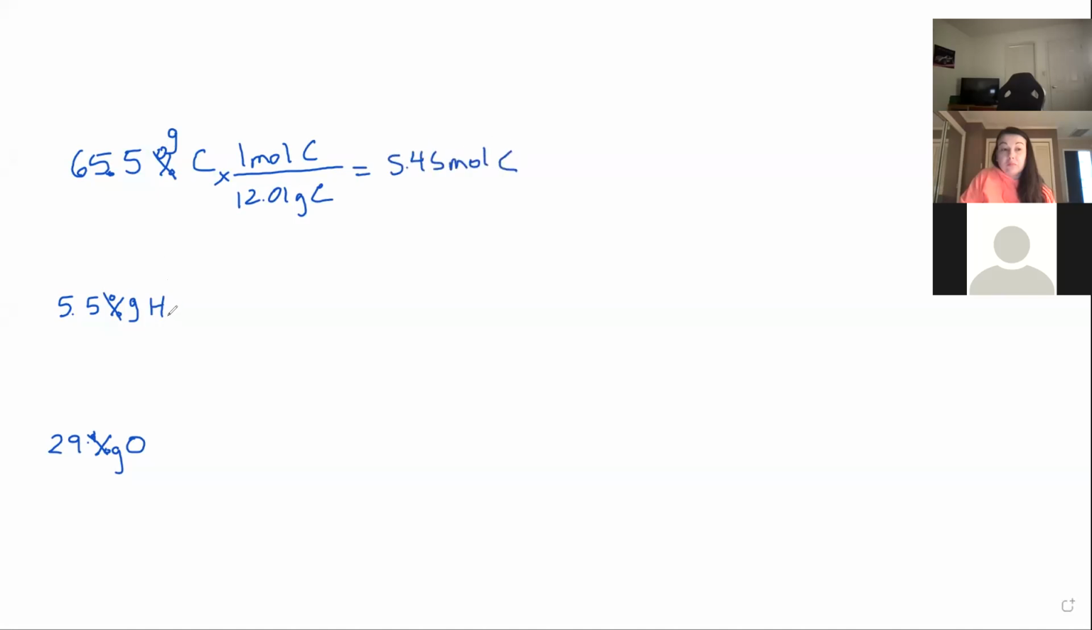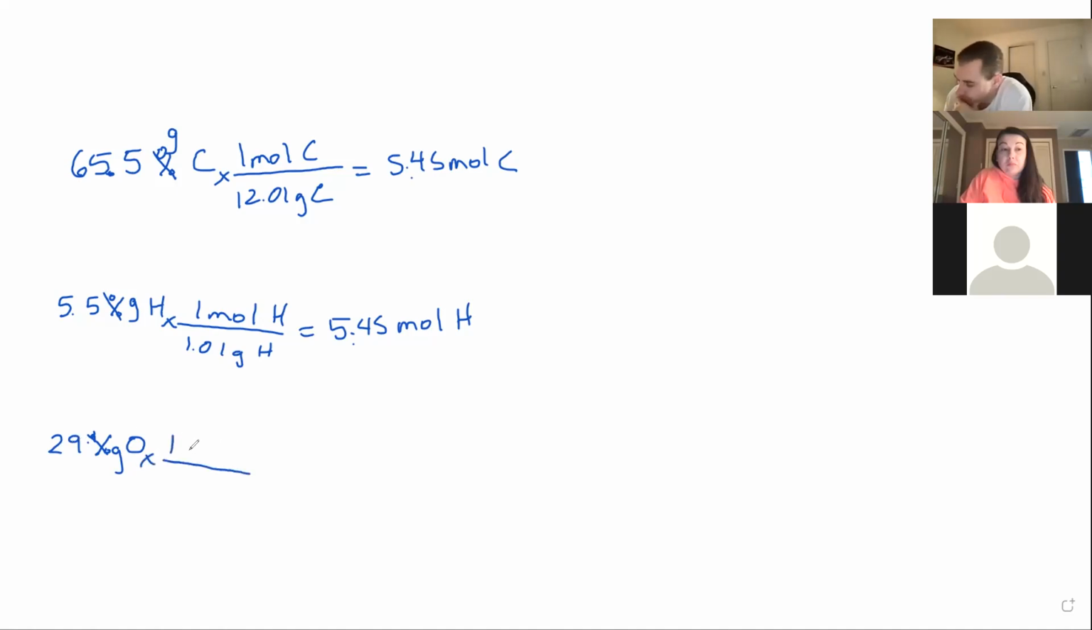of carbon. The next one, 1 mole of hydrogen is equivalent to 1.01 grams of hydrogen. So we end up with 5.45 moles of hydrogen. I like this because this and this are the same decimal, so hopefully we end up getting something close. This one here, 1 mole of oxygen is equivalent to 16 grams of oxygen, and that equals 1.812 or 813 moles of oxygen.